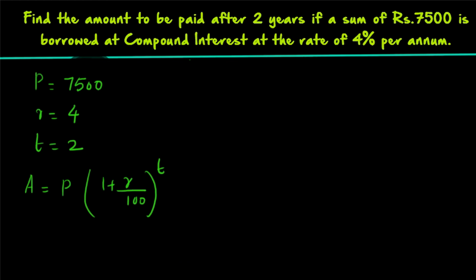But in the case of compound interest, we are having the formula directly for amount. A is equal to P into 1 plus R by 100 the whole raised to T. If you are asked to find out the compound interest, you have to do A minus P. So P into 1 plus R by 100 the whole raised to T minus P. So you can find out the compound interest.